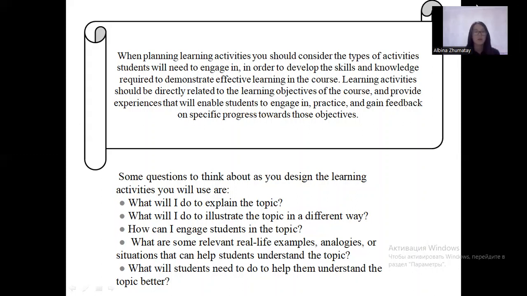As you can see, here are some questions to think about as you design the learning activities you will use. For example, what will I do to explain the topic, and what will I do to illustrate the topic in a different way? How can I engage students in the topic, and what are some relevant real life examples or situations that can help the students understand the topic?